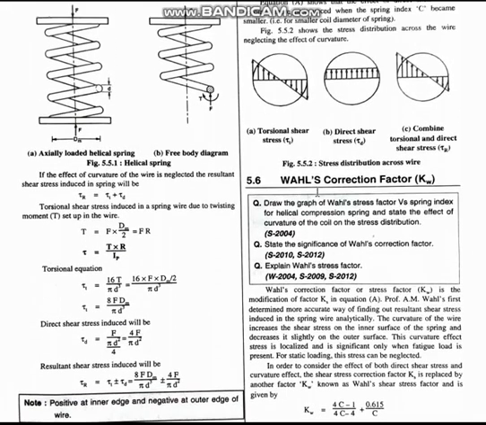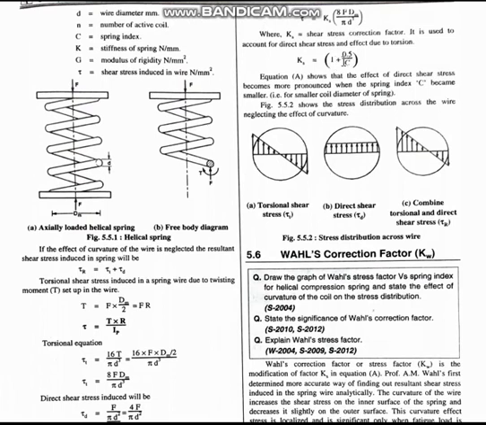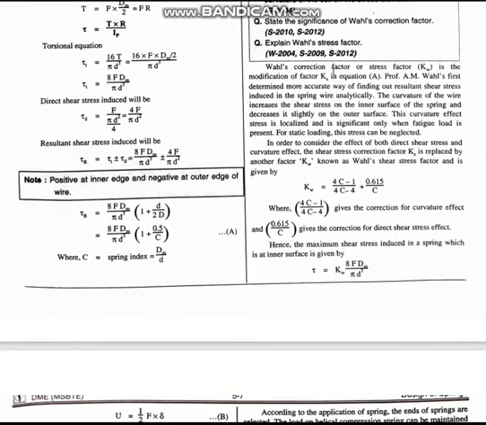What we came across earlier was the shear stress correction factor. He did this analytically, and he may have done some experiments also, because of which he arrived at this: (4C minus 1) upon (4C minus 4) plus 0.615 upon C. This is Wahl's correction factor, Wahl's shear stress factor. That's how it is. Remember this.